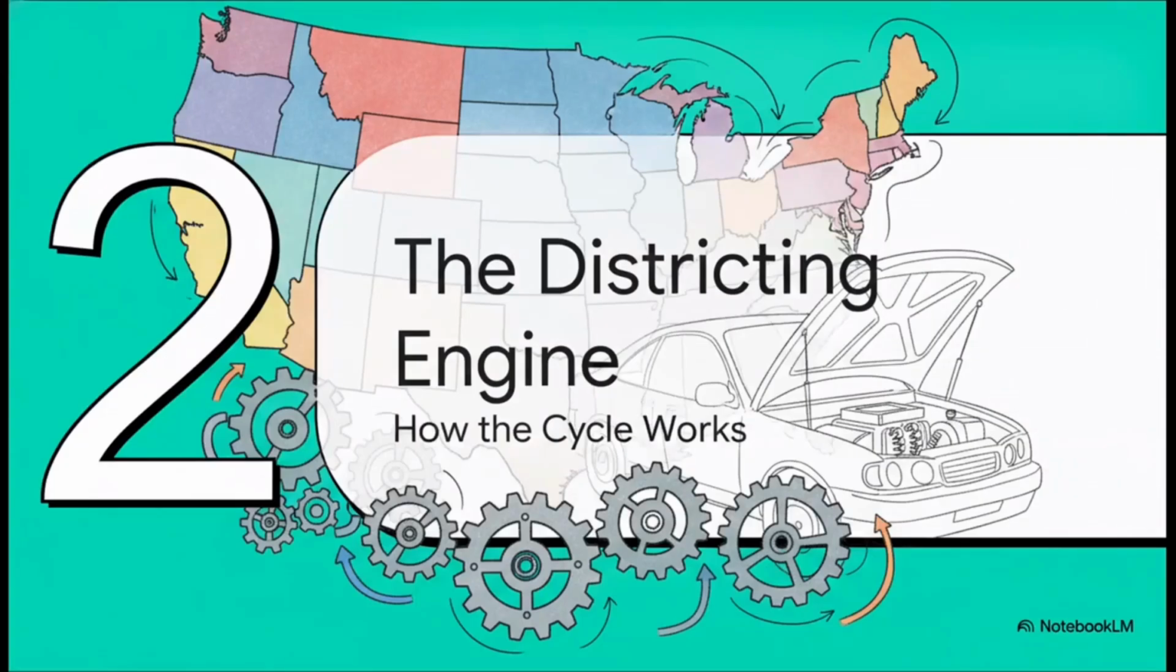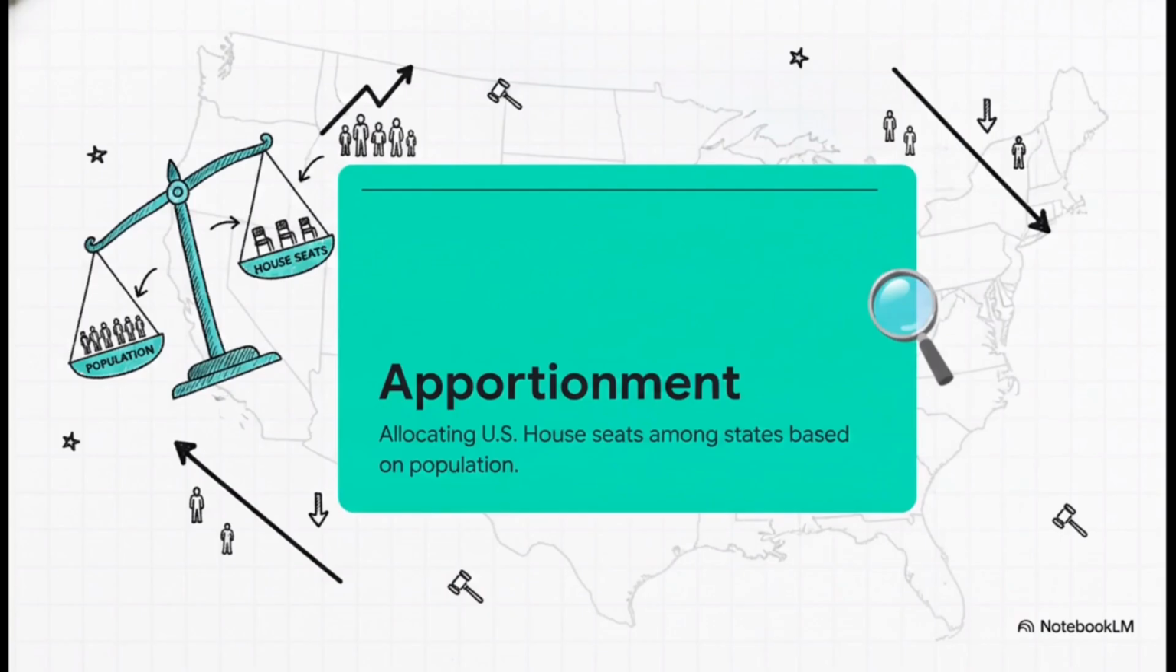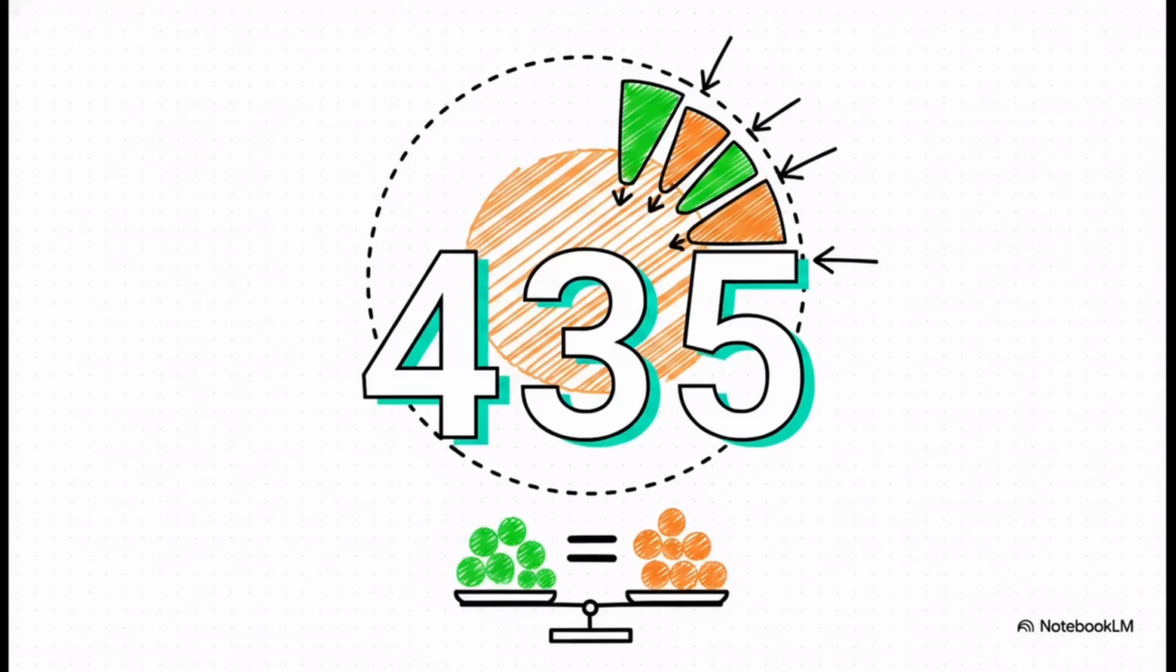Moving right along to Section 2, the 4-step districting engine, and how this cycle actually works. Before we get into the gears of the whole cycle, we really got to talk about apportionment. Think of it as the ultimate national balancing act. It's the mechanism of handing out US House seats among the states based purely on population. When a state's population swells, boom, more seats are allocated. But when populations shrink, or even if they just grow slower than the rest of the country, seats are taken away. And the whole reality of this system hinges on one very specific number, 435.